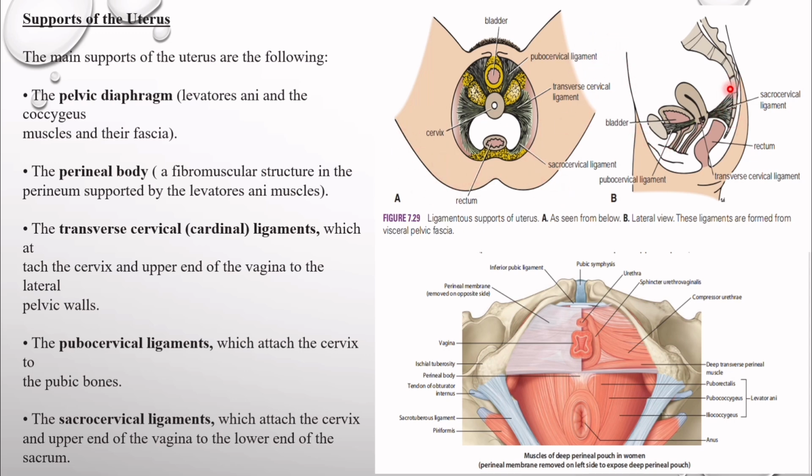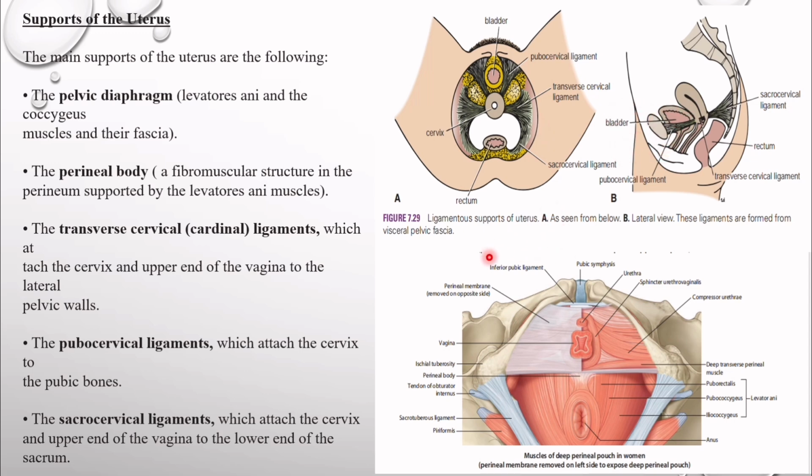We have the sacrocervical ligament, which is attaching the cervix to the lower end of the sacrum. Then we have the pubocervical ligament, which is attaching the cervix to the pubic bone, as you can see here. Then we have the transverse cervical ligament, which is attaching the cervix to the lateral margins of the pelvis or the pelvic wall.